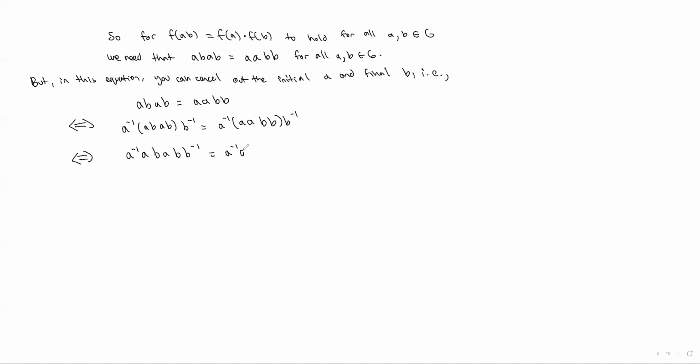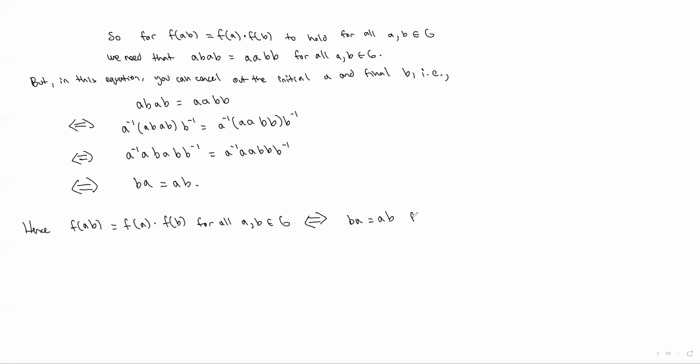Well, I'll actually write the full product first. And of course, a pair of inverses will cancel. So A inverse A and B inverse B will cancel. So this is equivalent to BA equals AB. Hence, f of AB equals f of A times f of B for all A, B in G is equivalent to BA equals AB for all A, B in G. And that's exactly what it means for G to be abelian.